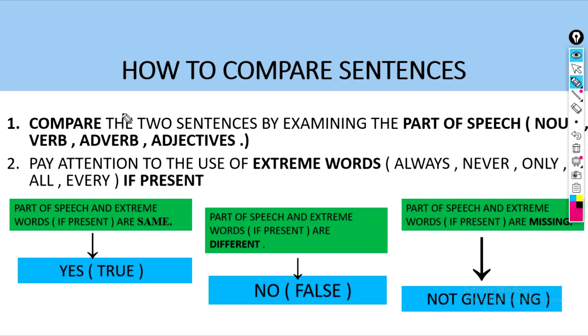Another important thing is the use of extreme words, like always, never, only, all, every. If I say that I have tried every type of food, do you believe that? Of course not. It's not possible for me to try every type of food. So these are extreme words. You need to watch out for these extreme words, because they might be hidden in the question, and they are basically used to trick you into picking the wrong answer. So you have to be mindful of these. Don't fall for this trap.